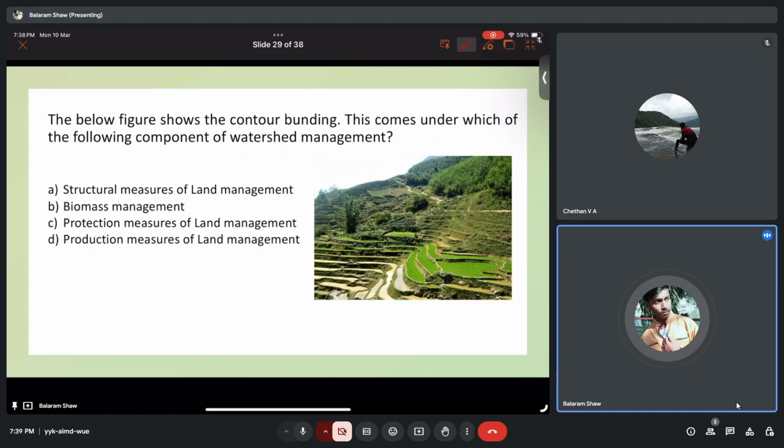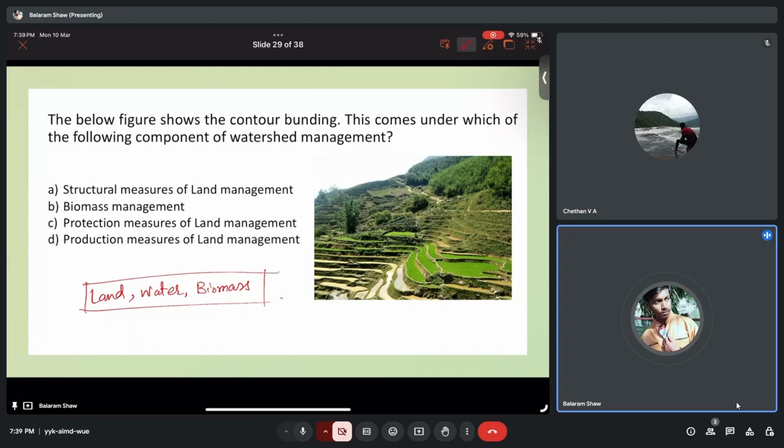Okay. Next question is, the below figure shows the contour bunding. This comes under which of the following components of watershed management? While doing watershed management, we can have several components like land management, then water management, biomass management, and so on. So we can manage this watershed through these three components. This is one of the methods that we can use to optimize or control several factors like erosion, water retention capacity of the soil, and so on.